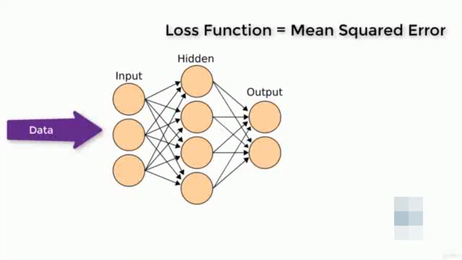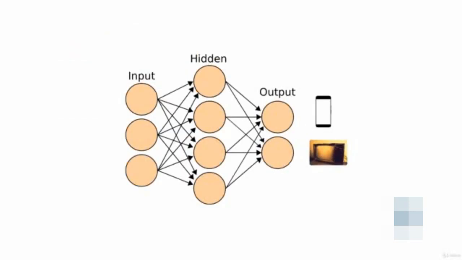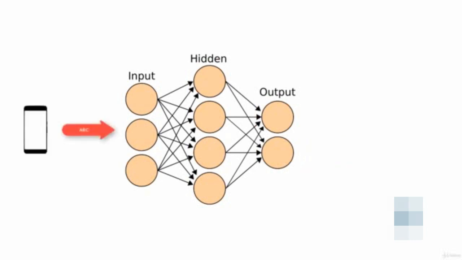Well, during training we supply our model with data and the corresponding labels to that data. For example, suppose we have a model that we want to train to classify images as either mobile phones or televisions. We will supply our model with images of mobile phones and televisions along with labels for these images that state whether each image is of a mobile or of a television.